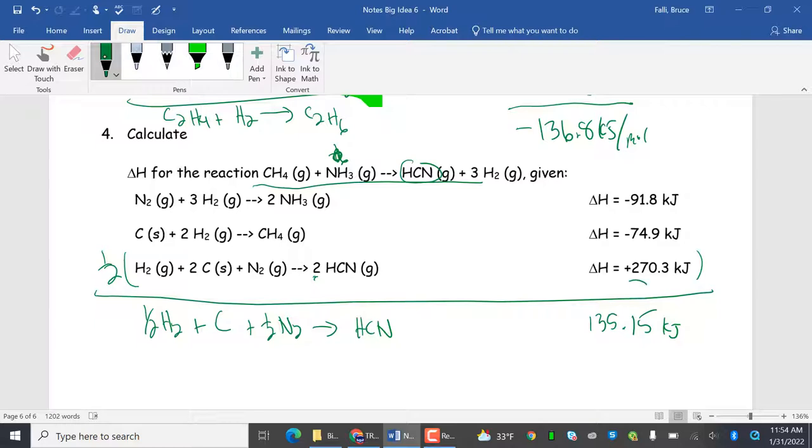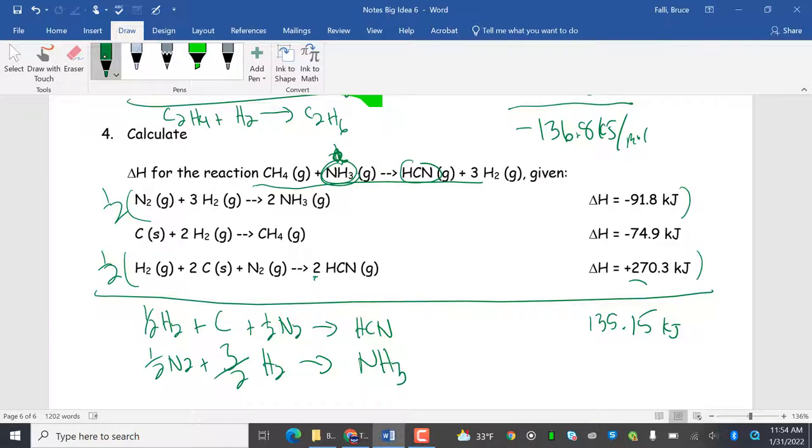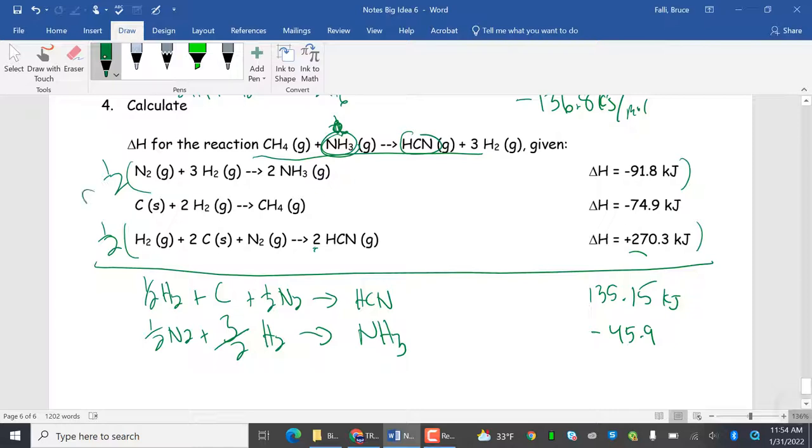The next thing I'm going to do is make some H2. H2 is everywhere, though, so I'm going to wait on H2. So I'm going to make NH3. NH3 is right here. I'm going to multiply this by 1/2. So I'm going to have 1/2 N2 plus 3/2 H2 yields NH3. I divided it by 2, so 91.8 divided by 2 is 45.9. It's still negative, though, 45.9. And then, oh, no, I need a CH4. Here's a CH4. I need to flip this. Yes, I'm going to flip it, which is going to change this to be positive. And when I flip it, I'm going to have CH4 yields C plus 2H2. And that's going to be positive 74.9.